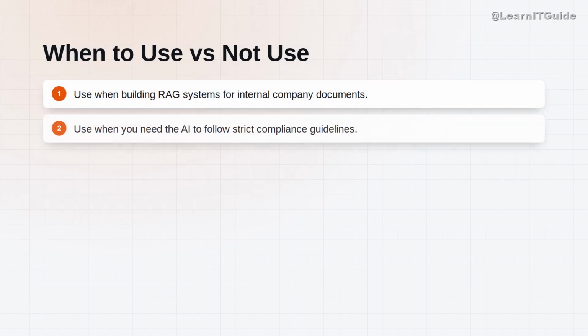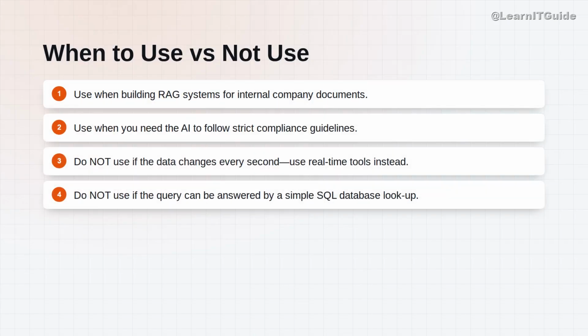So when should you use this? Use context engineering when you are building RAG systems for company documents or need the AI to follow strict compliance guidelines. Do not use it if your data changes every second, as the vector database update lag will cause issues. Also, do not use it if a simple database lookup can answer the question. Don't over-engineer a simple problem. Use these criteria to decide if this tool is right for your situation.